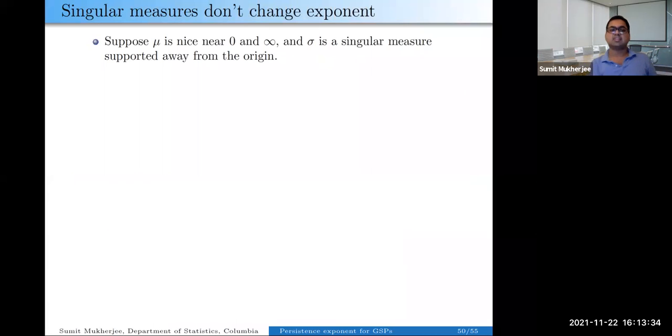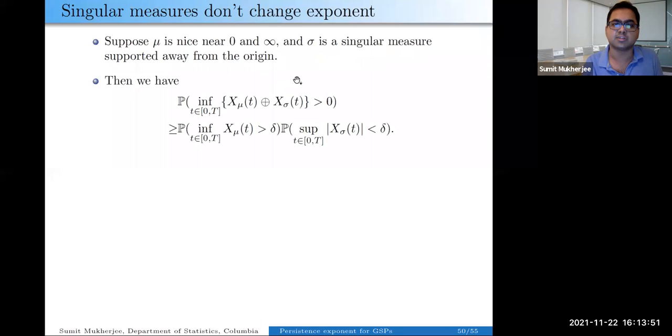And the final thing that I want to comment on is why singular measures don't change the exponent. Okay, so suppose mu is nice near 0 and infinity, and sigma is a singular measure which is not supported at 0. Again, 0 is special. Then one direction is okay. So x mu plus sigma is the process that you get if you start with a spectral measure which is mu plus sigma. One way to make this persist is to make this persist and this bounded.